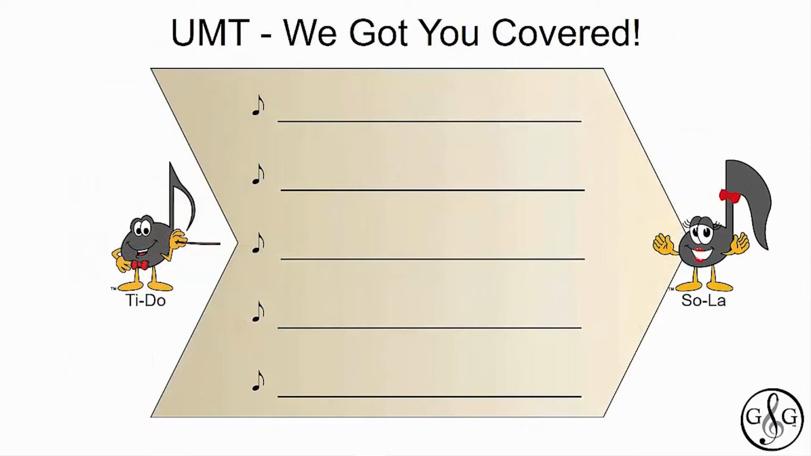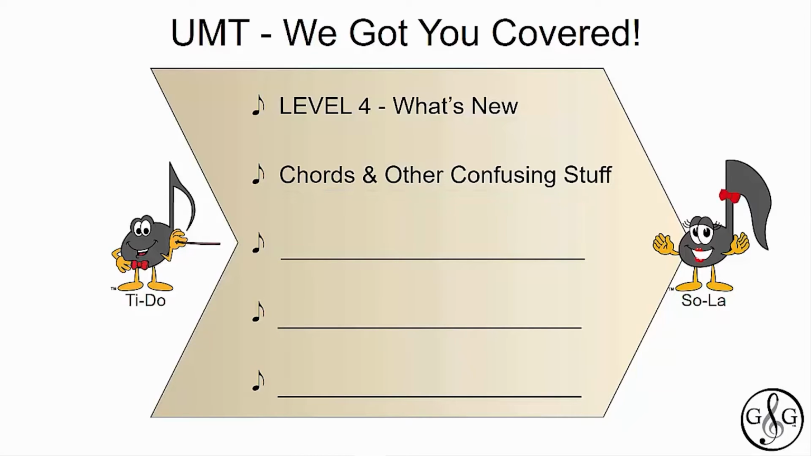At UMT, we got you covered. Today is about level 4 and what's new. Plus, you will learn the 3 success techniques, R, B, A, for teaching level 4, and discover how to easily teach chord symbols, concepts, and other confusing stuff so you can hear what you see.